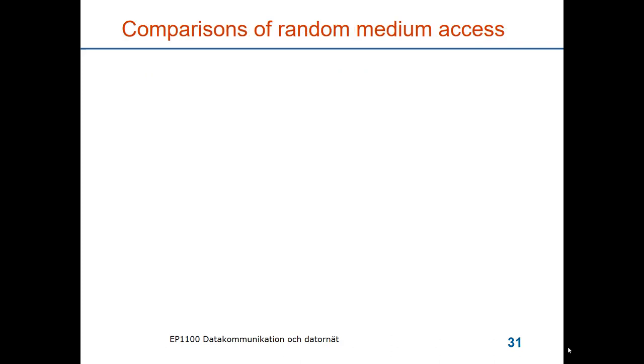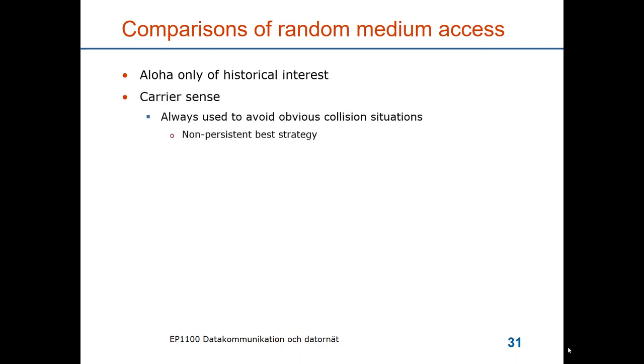So if you now summarize the various random medium access methods that I've shown, we see that the original Aloha protocol is only of historic interest. It's a nice way to see how you go from a stop and wait ARQ with only one sender to a stop and wait ARQ if you have multiple senders. The carrier sense should always be used to avoid obvious collision situations. Since nodes get synchronized with respect to the acknowledgement, a non-persistent strategy for backlog nodes should be used.